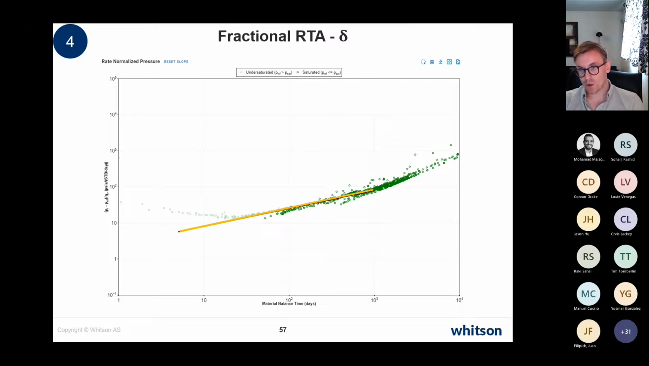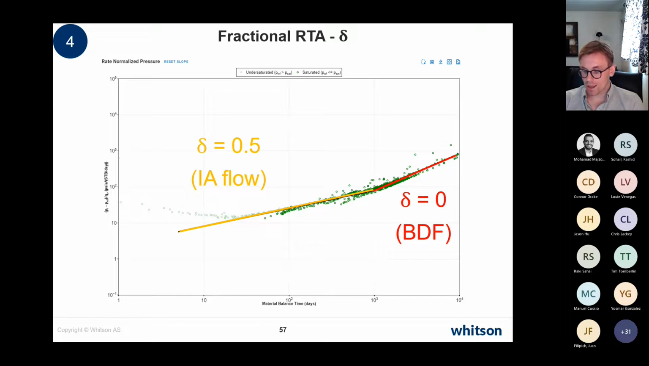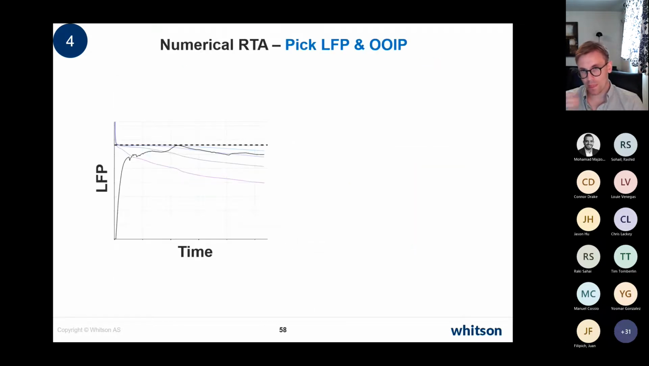If we look at the fractional RTA plot, which we'll also do in the plot, we'll see that we have an early part of the data that gives us a delta of around 0.5. And then after a while, we get this period of a delta equal to 0, which is indicating boundary dominated flow. So here, this assumption of equally spaced fractures, etc., seems to work very, very well for this given well that we'll work on. Some of the later wells, we'll see that there's some difference to that.